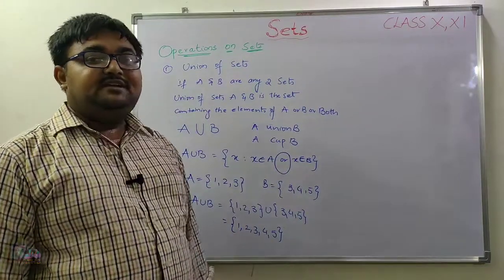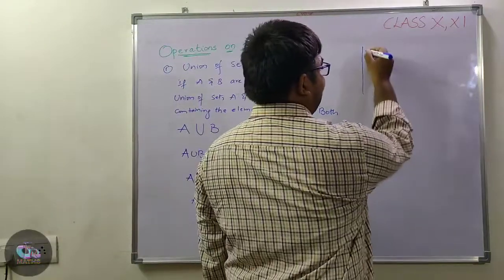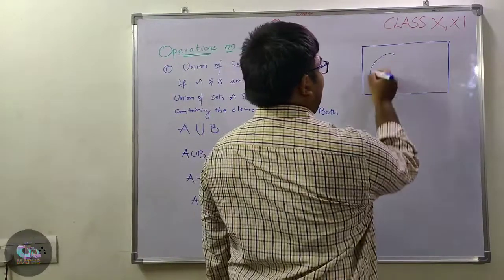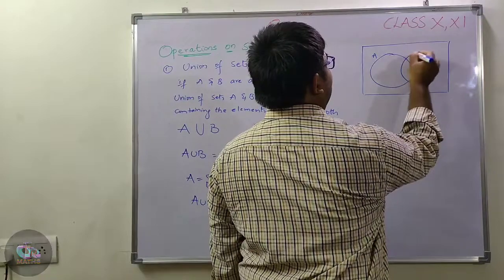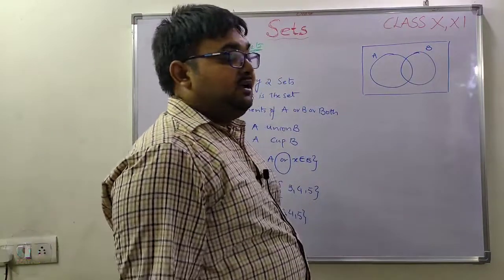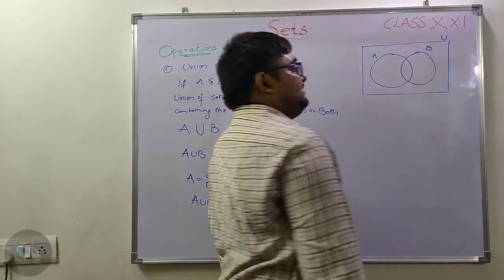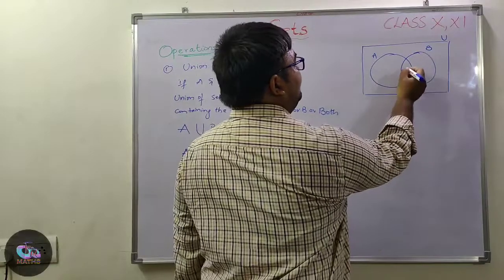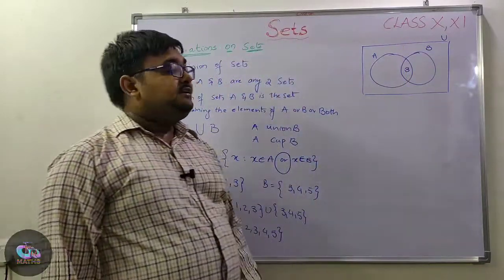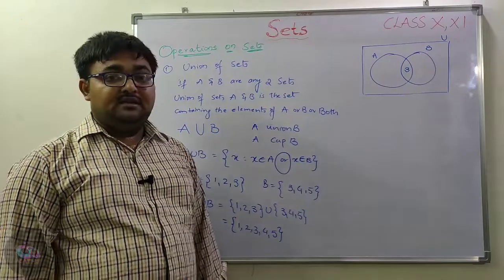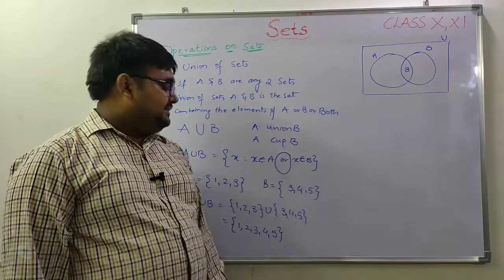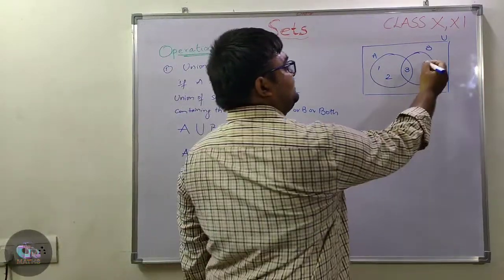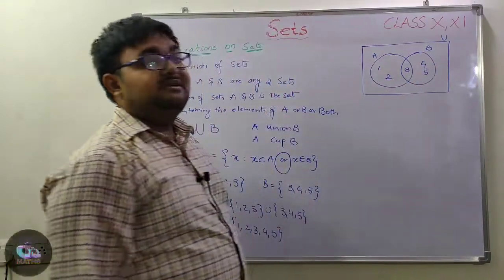Now to represent this particular A union B in the form of Venn diagram, you will be constructing a universal set and there is a set A and there is a set B, and this is nothing but the universal set. Now if you observe the elements, 1 2 3 and 3 4 5, set A contains 1 2 3. If you are having common elements, you write common elements in the place of overlapping. Next, the elements of only set A will be written in set A and the elements which are present in only B will be written there.